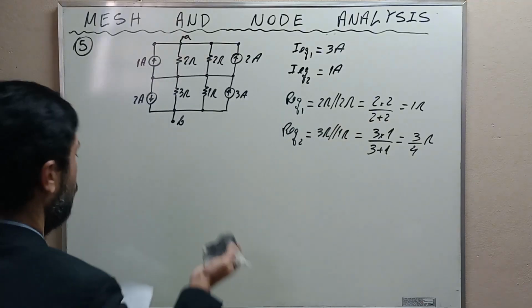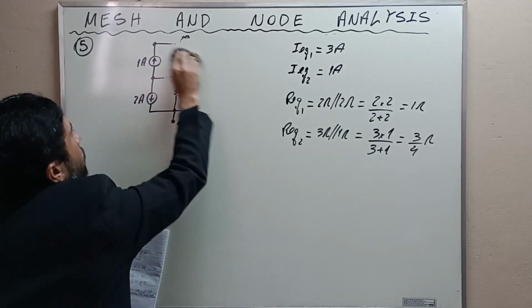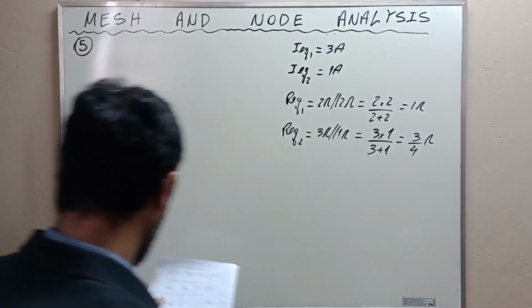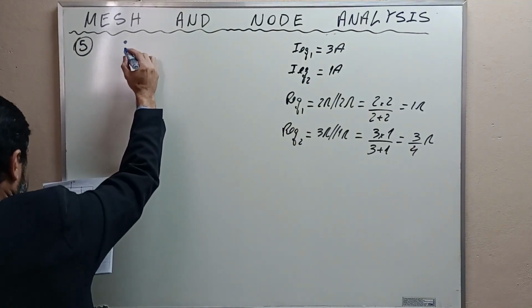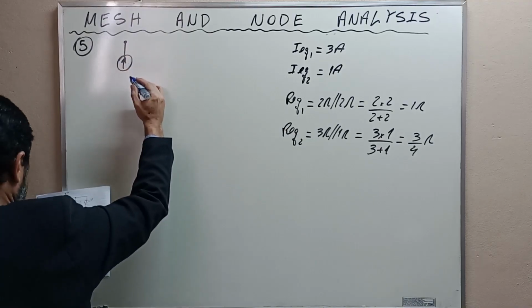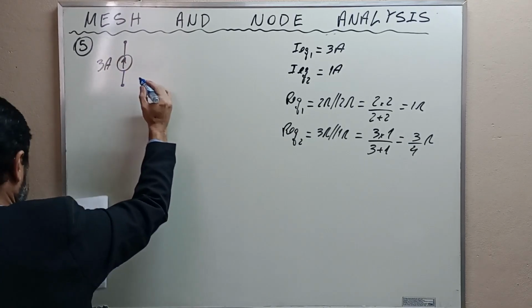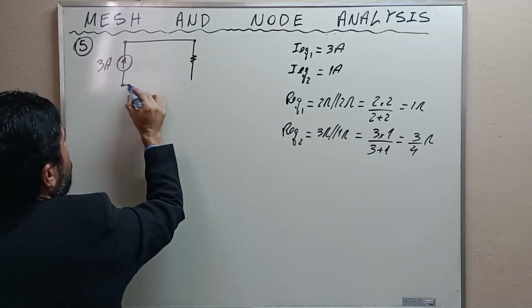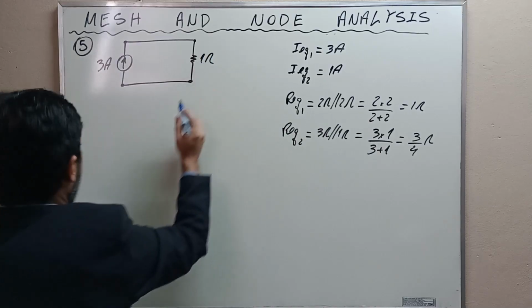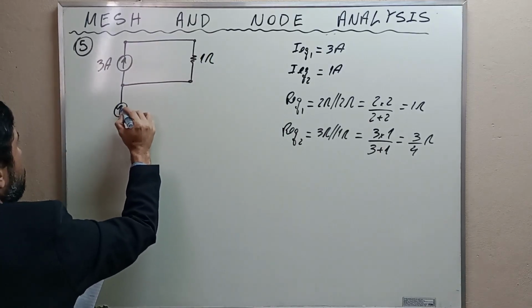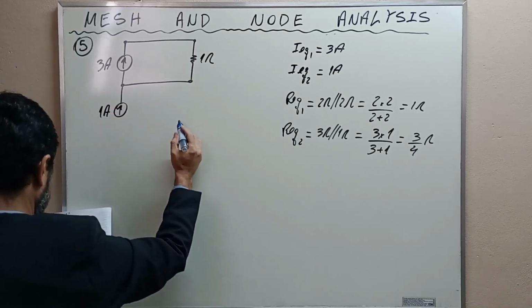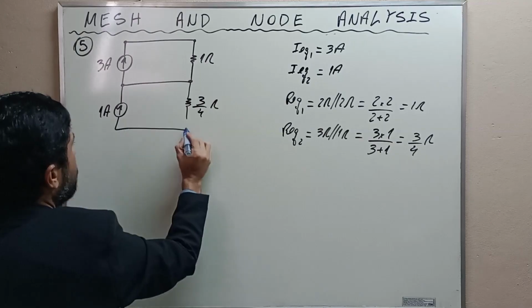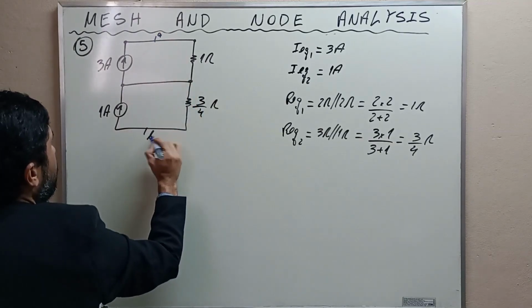Then the circuit will be this. 3 amps, one ohm, one amp, 3/4. This is terminal A, this is terminal B, okay?